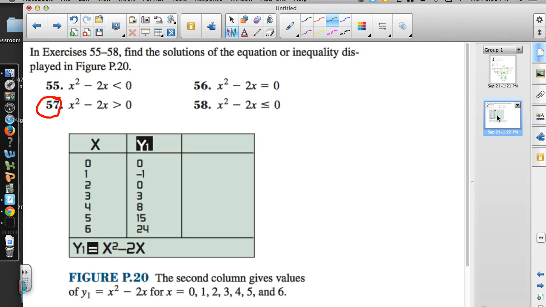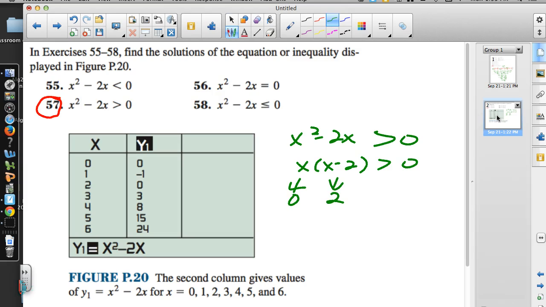Number 57, kind of an odd little problem here, but it wants us to use this table from the calculator to figure out the solutions of the equation or inequality. So for 57, we have x squared minus 2x is greater than 0. Well, normally to solve it, we would just factor, and we would say, hey, my zeros are at 0 and at 2. But what this says is we need that to be greater than 0.